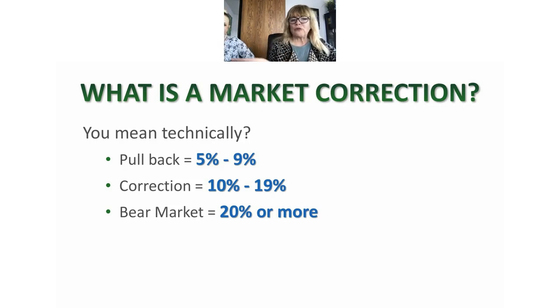And we'll go through all of that as we go through this webinar. But there's a pullback, which is generally 5 to 9%, a correction, which is 10 to 19%, and a bear market generally is 20% or more. Again, there's a bull market where the market's going up. Bear market is when the stock market is going down. So we're going to see how often these actually happen.